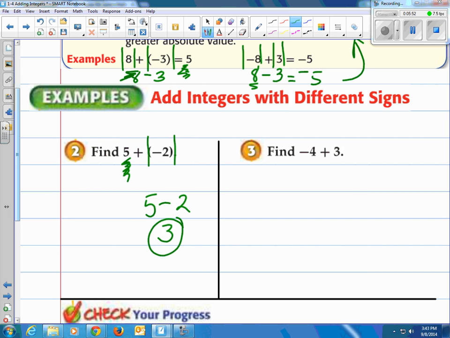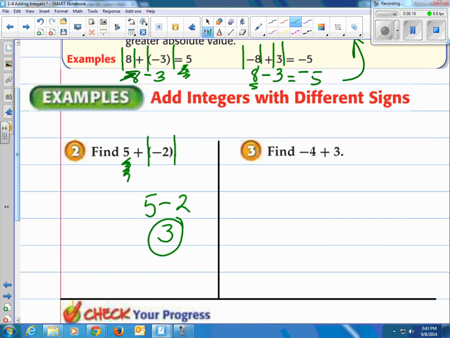How about number 3? Which one has a greater absolute value? Well, the negative 4 will have a greater absolute value. It will be 4. The other one is 3. So the answer will be the same sign as the larger absolute value. So the absolute value of negative 4 is 4. It's going to be a negative answer because that is the larger absolute value.